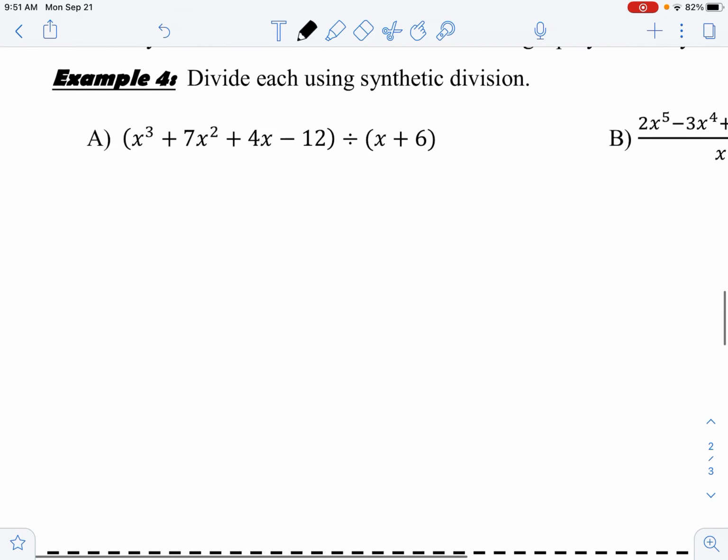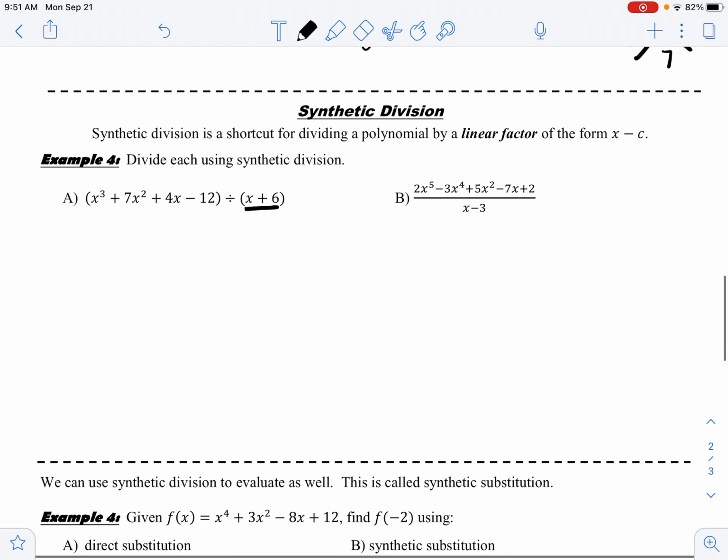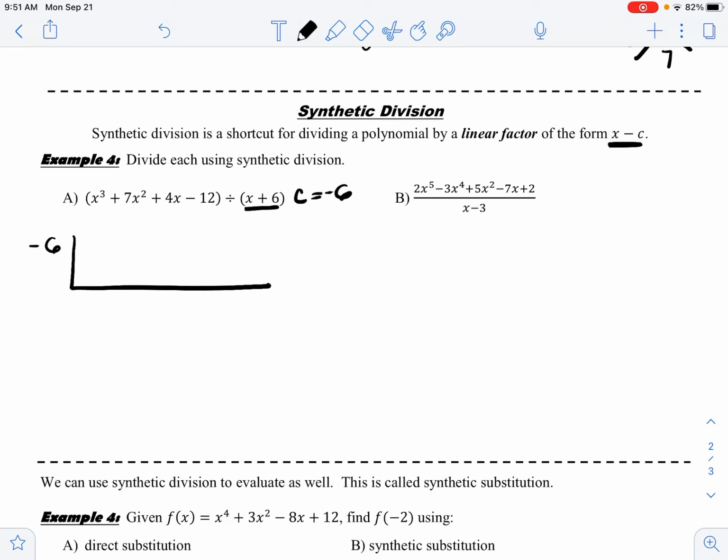Divide each using synthetic division. Okay, so you're dividing by x plus 6. It's in the form x minus c. So in this case, c is negative 6. So we are going to synthetically divide by negative 6. So what you're going to do is put down the negative 6. Then you're going to put down an L, I guess you can look at it as. It's an upside down synthetic division.